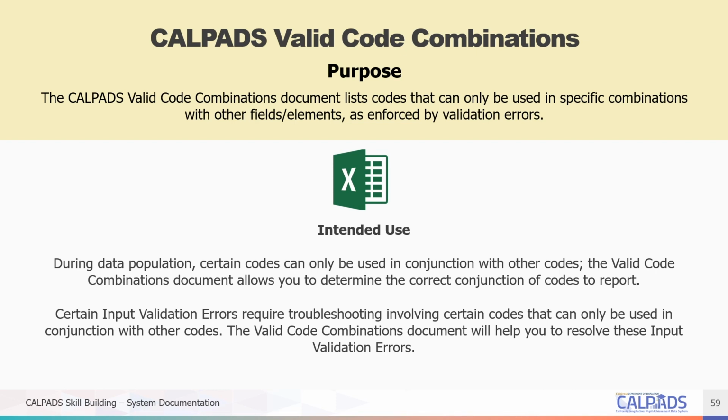A student's English language acquisition status is dependent on its previous statuses and can only be coded in a specific sequence. The valid code combinations document is intended to be used during data population to understand conditional and cross-field data points, and during troubleshooting when encountering errors that reference multiple fields or codes.